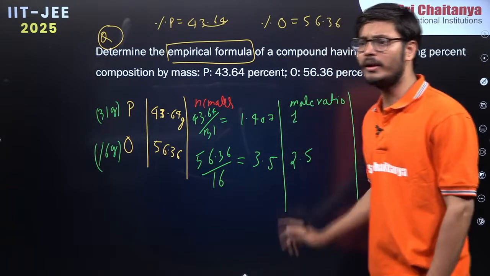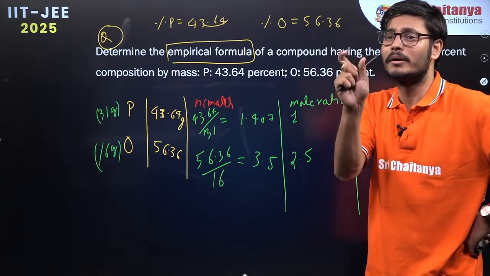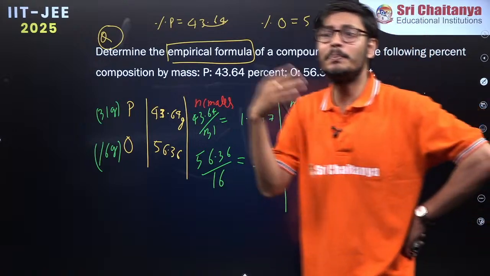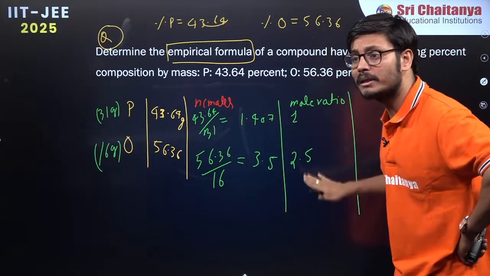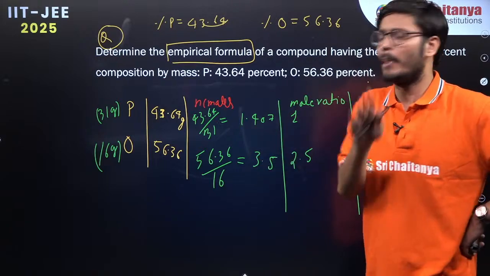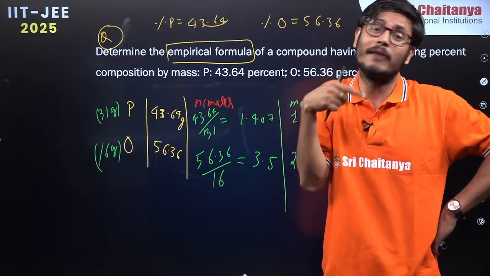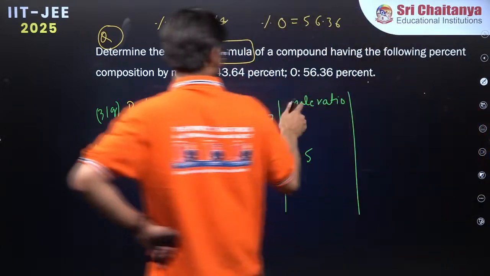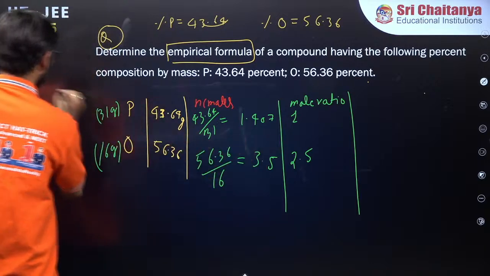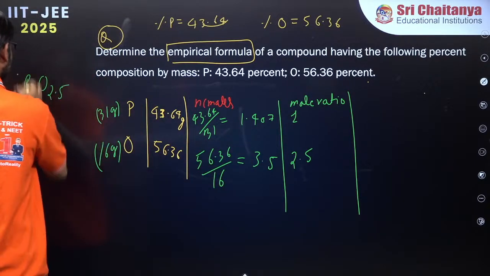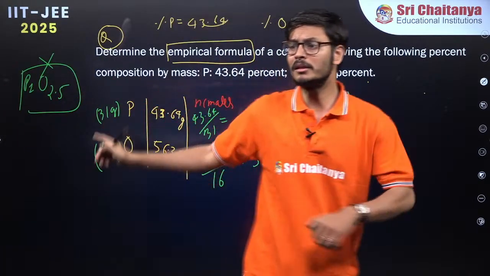Now once I have the mole ratio, what is to be done? I want a whole number, because to write the empirical formula, I need a whole number. But this is not a whole number. Most of the time you'll get a whole number, but if you don't, multiply by such a number that we can actually have a whole number. Because you can never write phosphorus 1 and oxygen 2.5. Does it look good? Definitely not. So we never write the decimals.